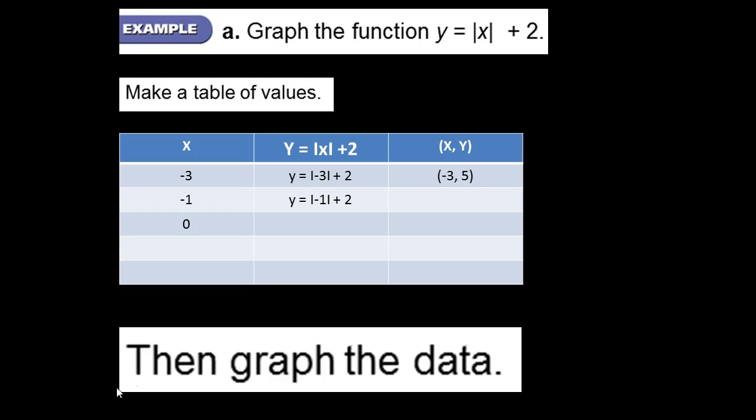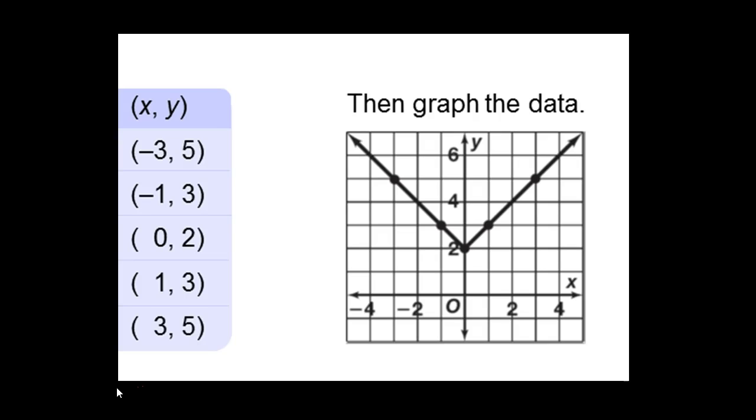So now that you have graphed and continued the table, this is what it should look like. You should know your absolute value is going to make your V, and you take your ordered pairs here. -3, 5, going over -3, up 5. -1, 3, and continuously graph these points here.